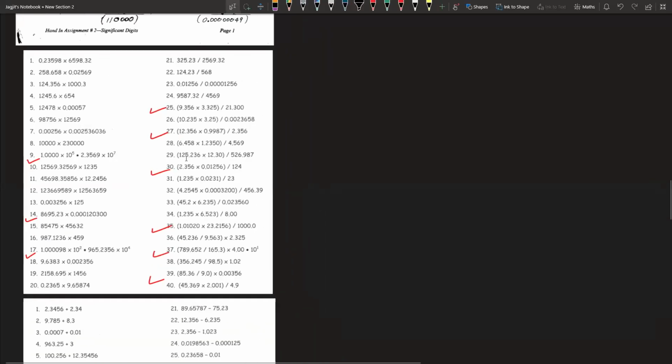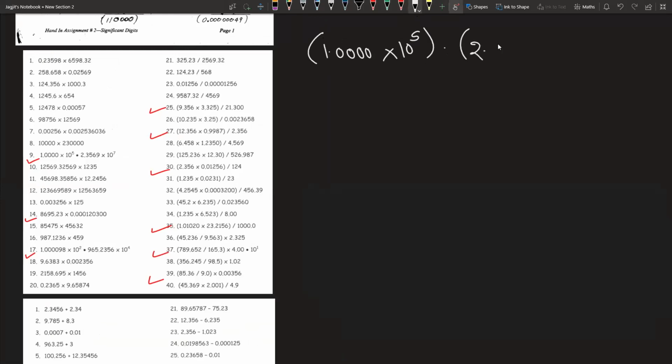All right, guys. Let's go through these questions. We're going to start off with question number 9. Okay. So what do we have in question number 9? Question says we have 1.0000 times 10 to the power 5. You see how I put brackets around them? Multiplied by 2.3569 times 10 to the power 7.